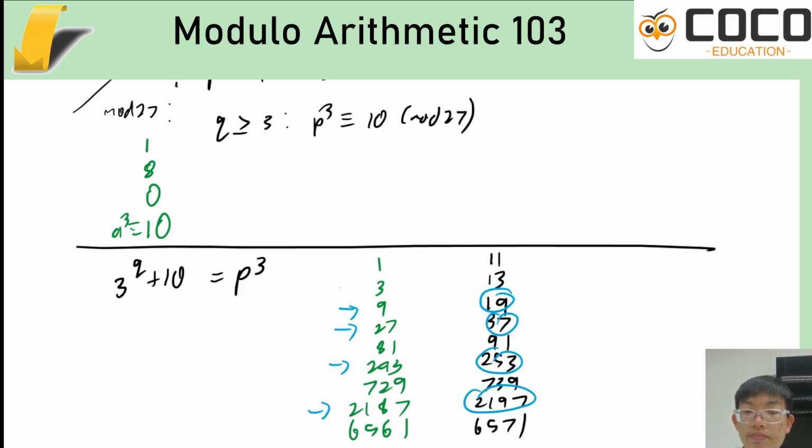Actually, you will clearly rule out 19, 37, and 253 is also small enough. A bit of checking will tell us that 2197 is 13 cubed. So I found a solution: Q equals 7 and P equals 13.